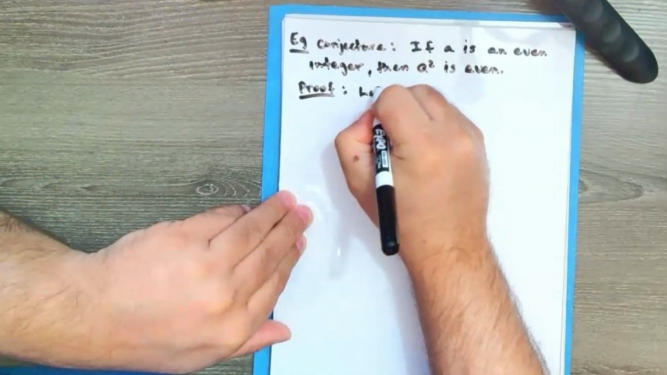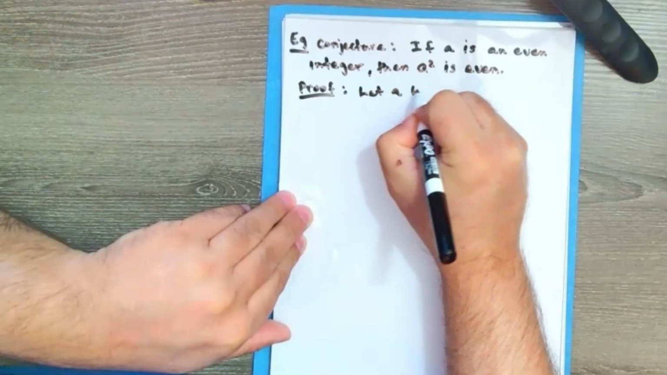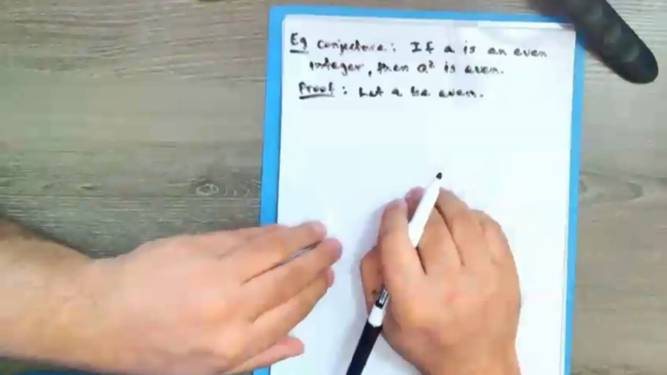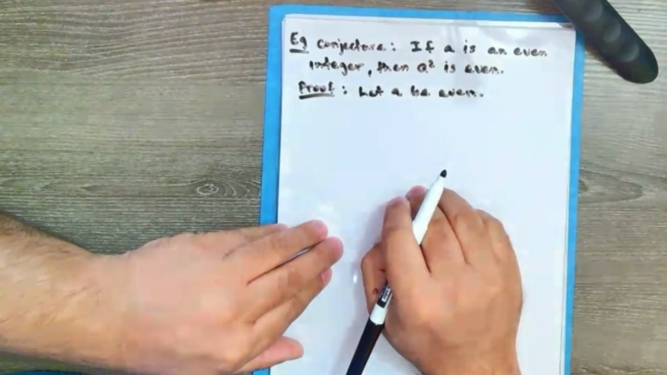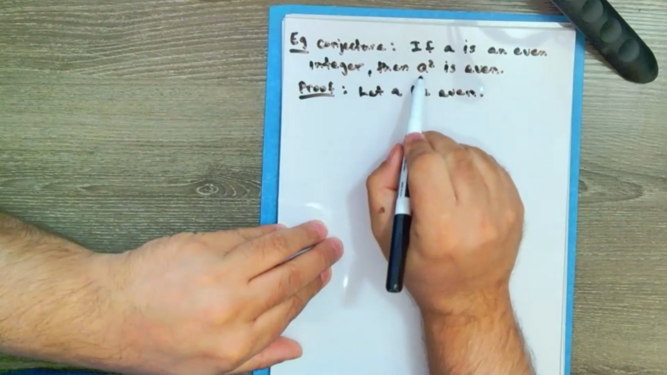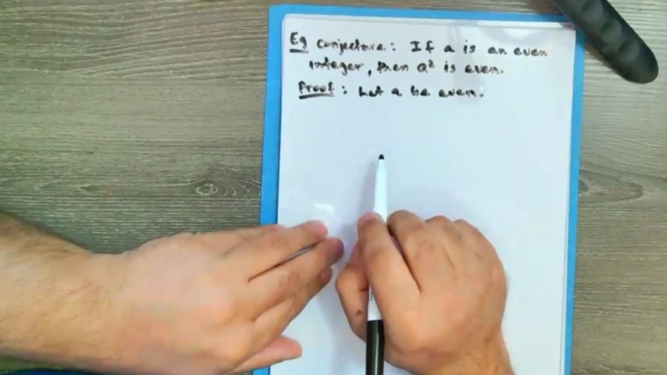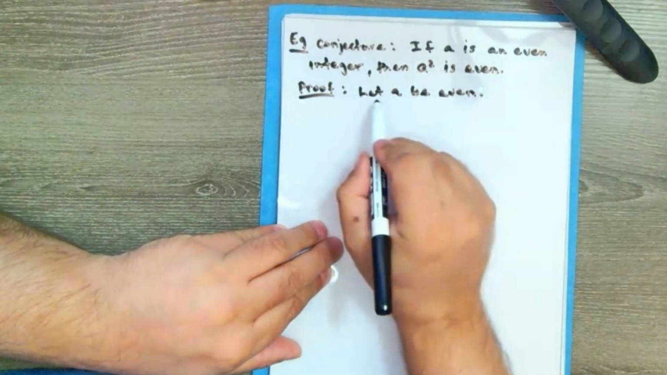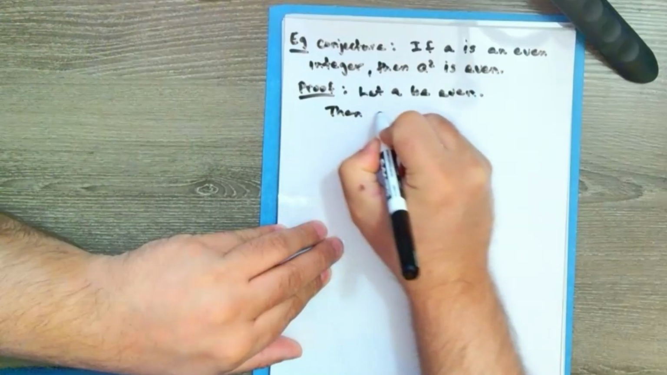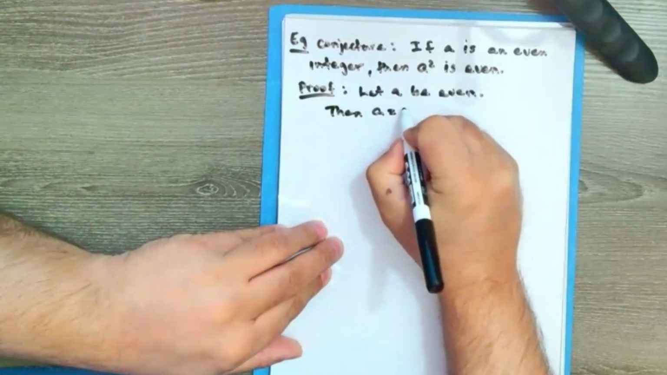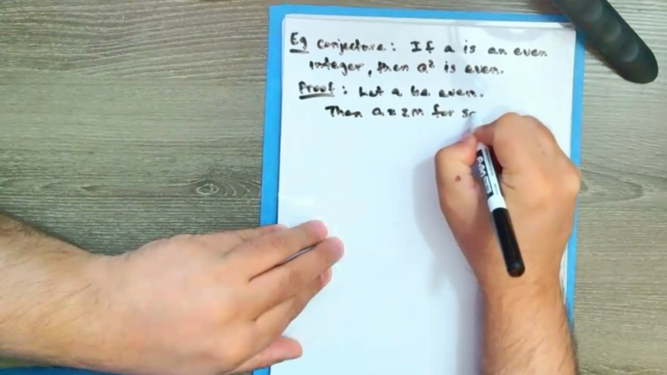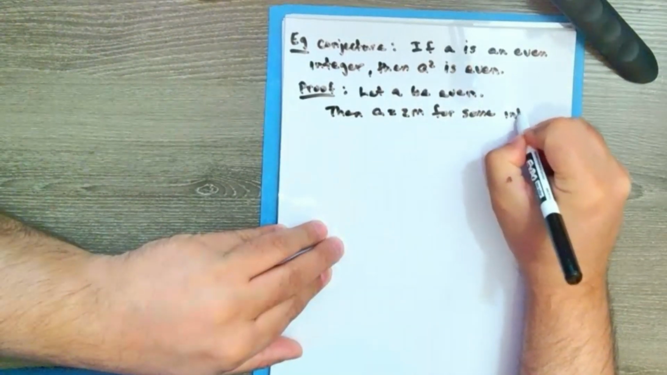So let A be even. So we have assumed the hypothesis. So we'll use a series of facts that will allow us to conclude that the square of the integer a is even. So as a is even, a is of the form 2 times m for some integer m.